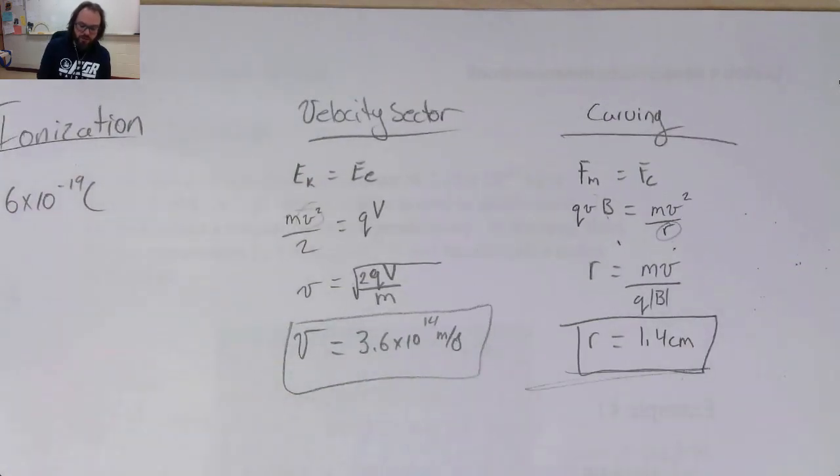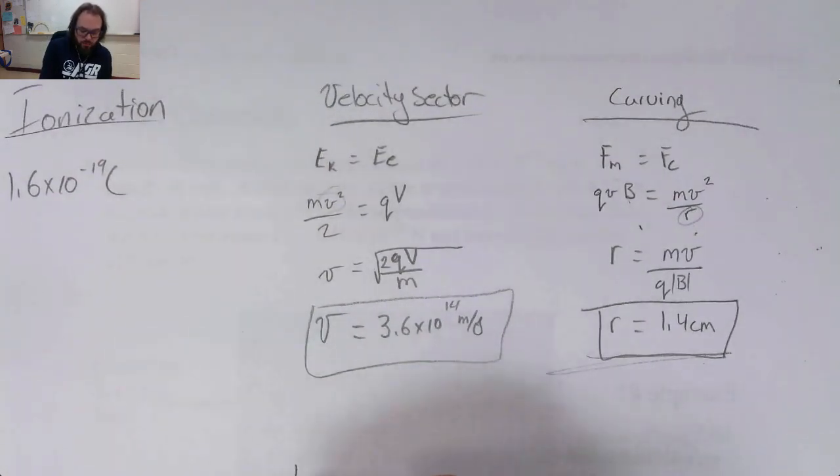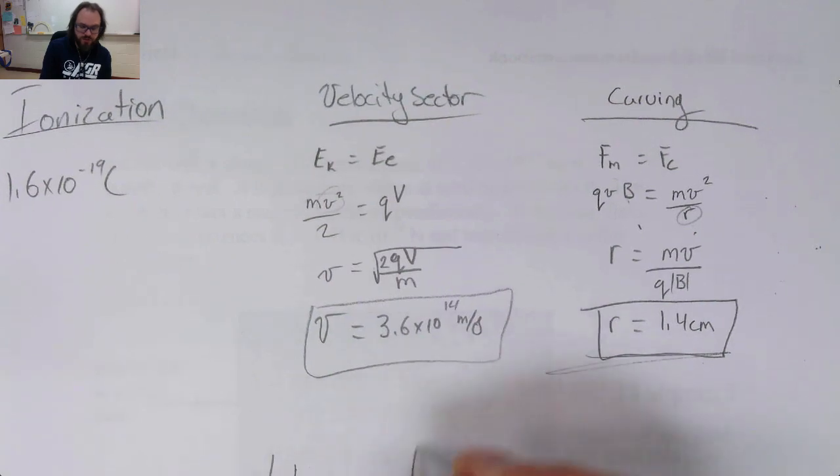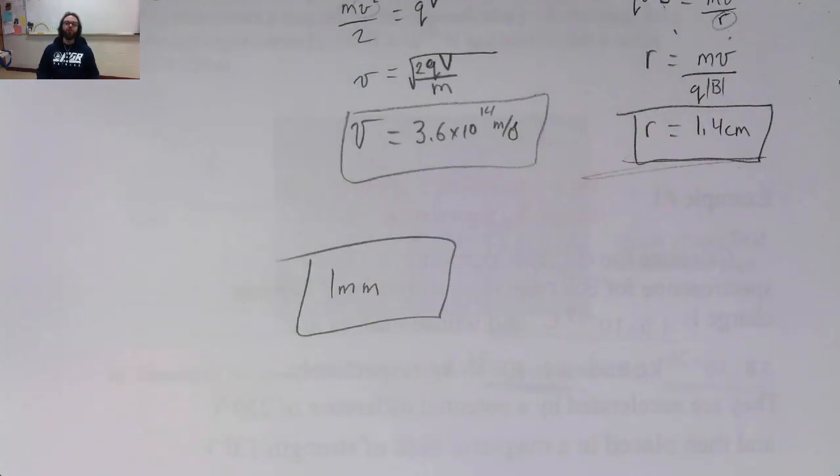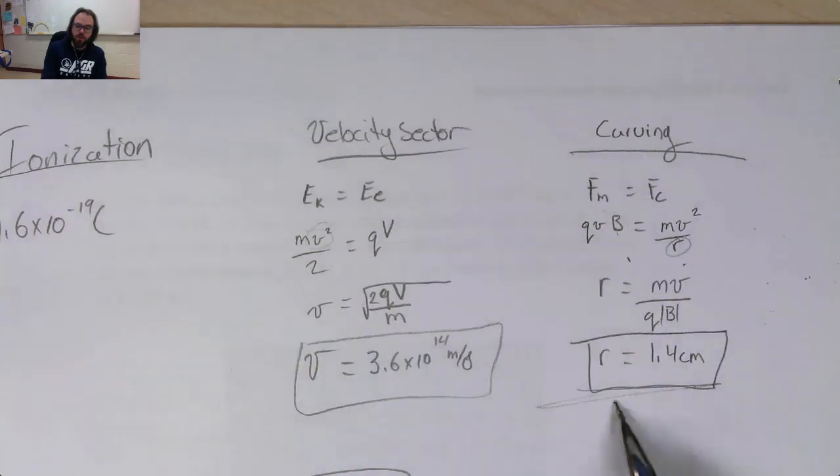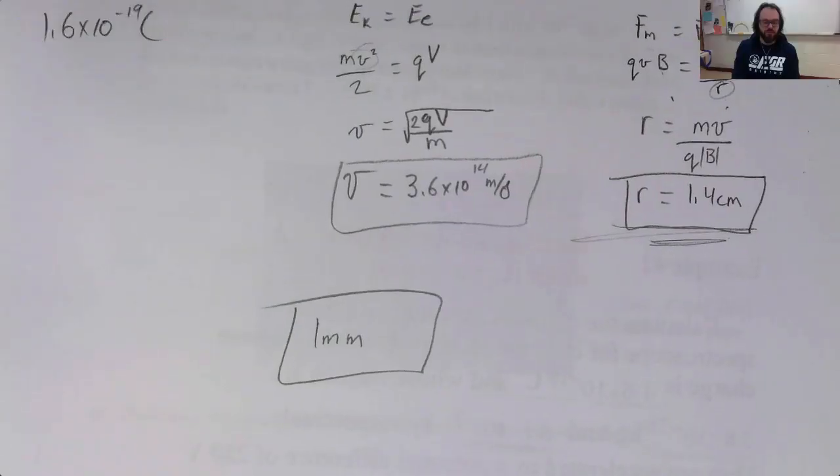So my difference in radius is 1 millimeter between my two different masses. So mass does matter. The bigger the mass, the bigger the radius if they're going at the same speed.